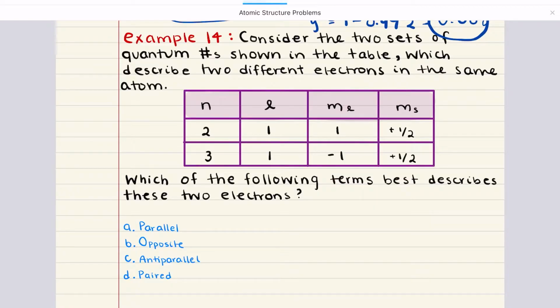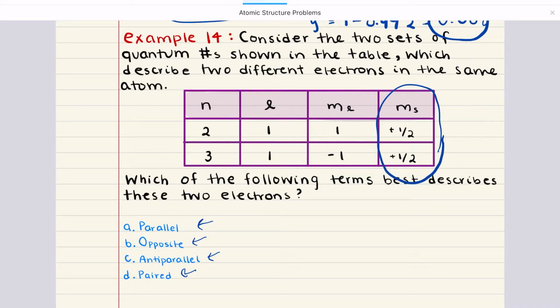14 says, consider the two sets of quantum numbers shown in the table which describe two different electrons in the same atom. Which of the following terms best describes these two electrons? Now, the terms in the answer choices, parallel, opposite, anti-parallel, and paired, all refer to the magnetic spin of the two electrons. So that's where we want to look, at the ms value.